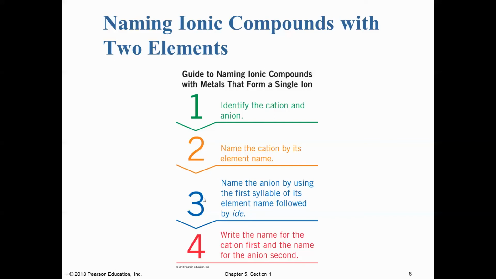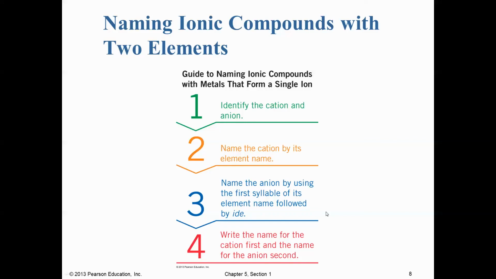The anions, on the other hand, we will be making some changes to the names. For the anions, we're going to take the first syllable of the element and then replace the end of the element name with the stem or the suffix "ide." So chlorine becomes chloride, oxygen becomes oxide, and so on and so forth. We'll be talking about this more momentarily.